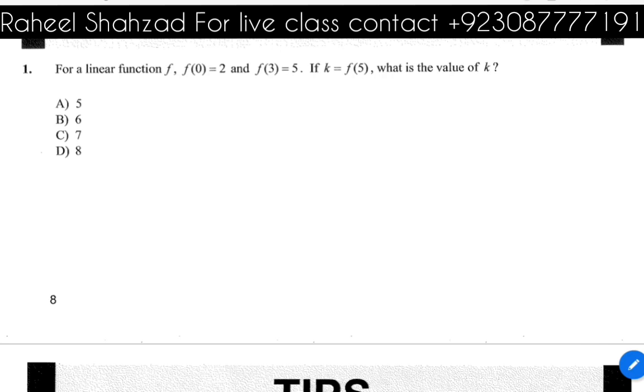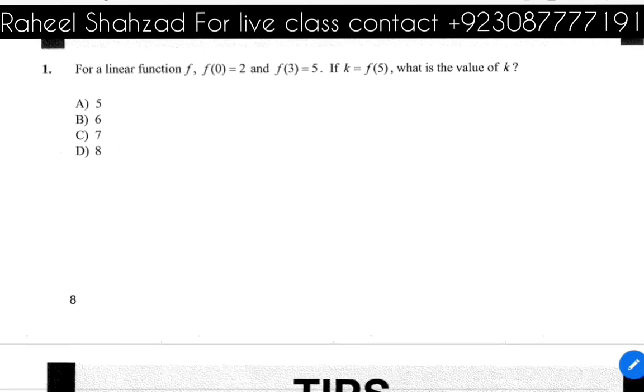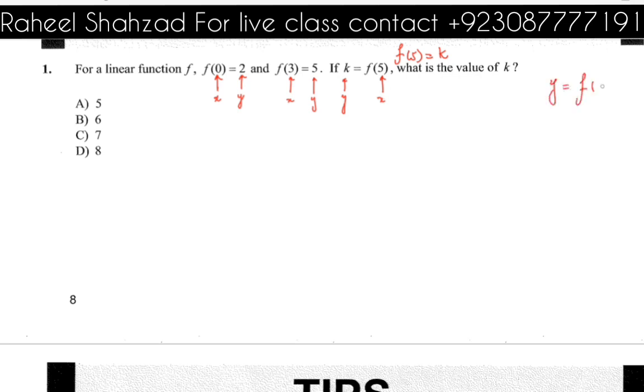Okay guys, let's start the first topic, and this is question number 1. It's given that for a linear function, f of 0 is 2, and f of 3 is 5, and f of 5 is equal to k. Always remember that y is always expressed as f of x, so the ordered pair would always be x and y.